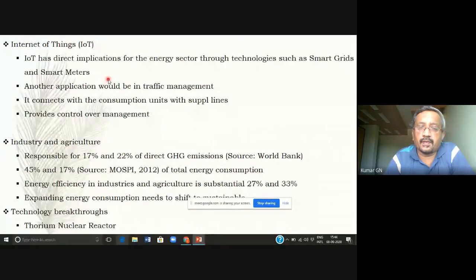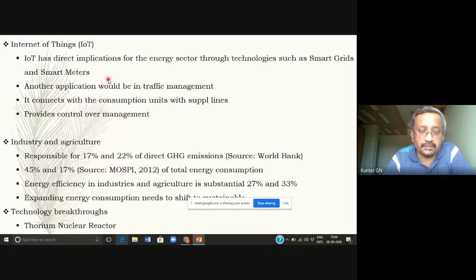Industry and agriculture: this is for carbon dioxide and greenhouse gas emissions from industry and agriculture waste. You can observe the data. The total energy consumption will be around 45% for industry, as we have already seen, and nearly 17% of energy goes to agriculture, for the operation of pumps and generators. Energy efficiency in industry and agriculture is sustainable, 27 and 33%.